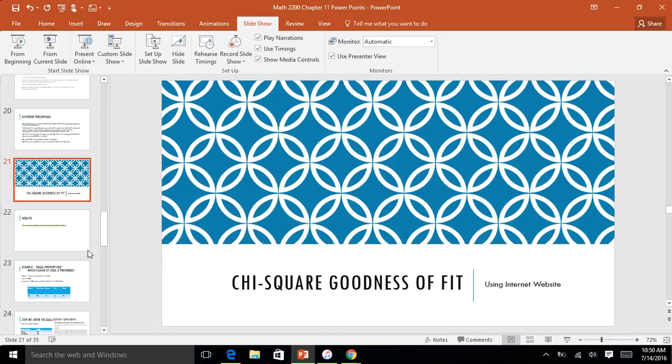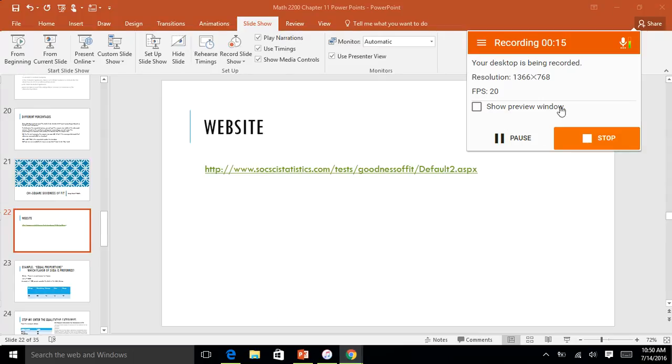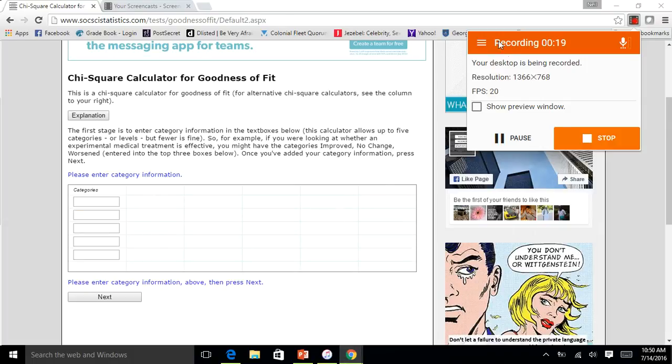Okay, let's keep going. So now I'm going to use the website to solve chi-squared problems. So if you go here, all I want you to do is, when you open the PowerPoint, go ahead and copy and paste it. This is going to be a little complicated because I'm going to have to be going back and forth. So ignore that recording button up in the corner.